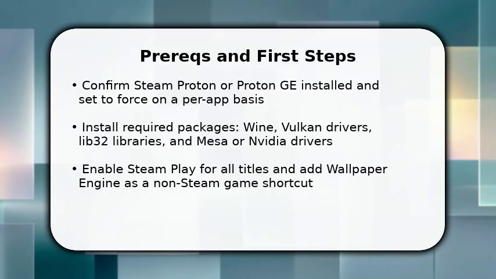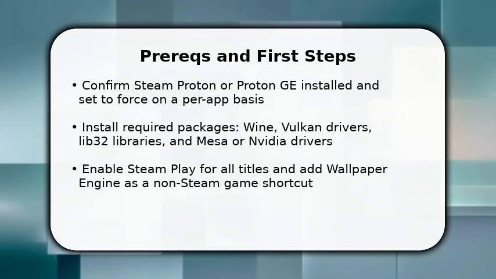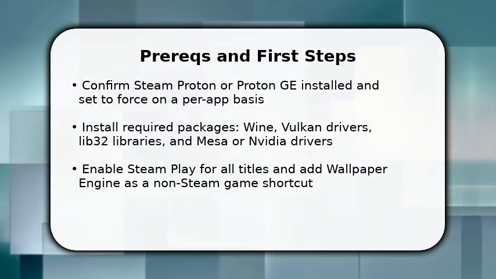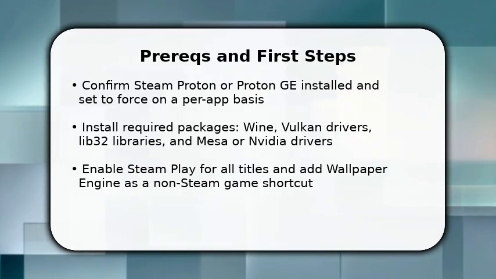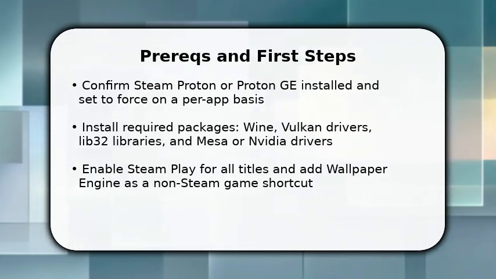You start by preparing the runtime. Install Wine and Vulkan drivers so Wallpaper Engine can run. Once done, enable Steam Play for all titles and choose Proton or Proton GE for compatibility. Make sure 32-bit libraries are present because many runtime components require them.